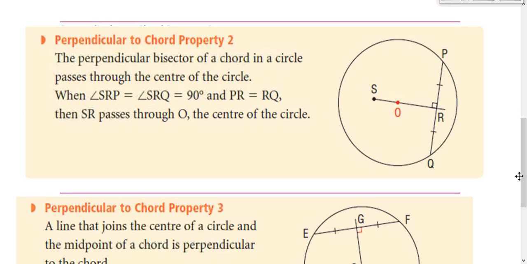Our second property is the perpendicular bisector of a chord in the circle passes through the center of the circle. So this line has to pass through the center of the circle. That just tells us that it will pass through the center. So if we extend the line, we can use it as our diameter as well.